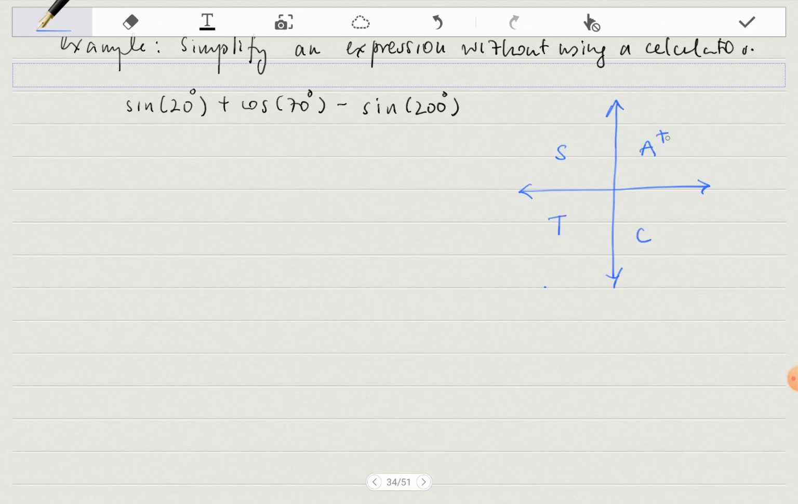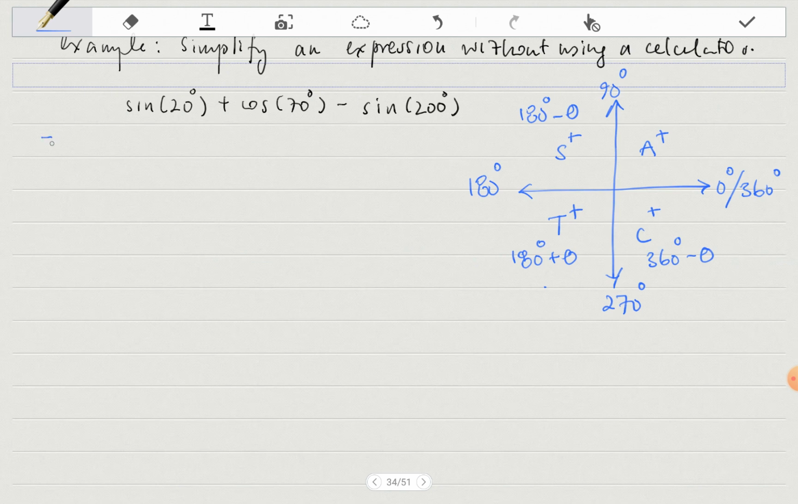Just to recap, all the trigonometric ratios are positive in the first quadrant, sine is positive in the second, tangent is positive in the third, and cosine is positive in the fourth. We're starting at 0 degrees and stepping in 90-degree increments, so that would be 180, 270, and then we end off back at 360 degrees. Just a note here that this would be 180 degrees minus theta, this would be 180 degrees plus theta, and this would be 360 degrees minus theta.